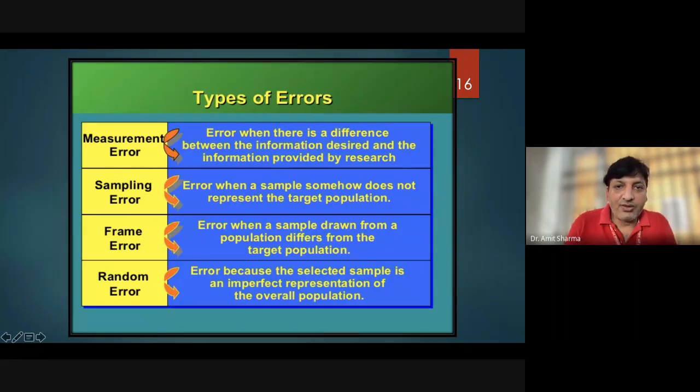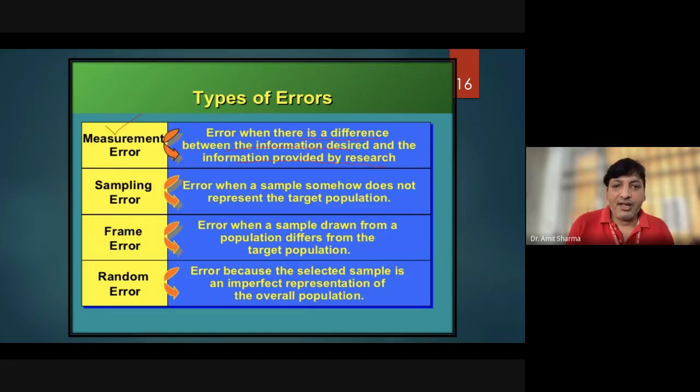So what are all those? As the name indicates, for example, you are working on some measurements where you are measuring something. Measurement error is when there is a difference between the information you desire and the information provided by the researcher. That means a difference between both things. That kind of error we call a measurement error.